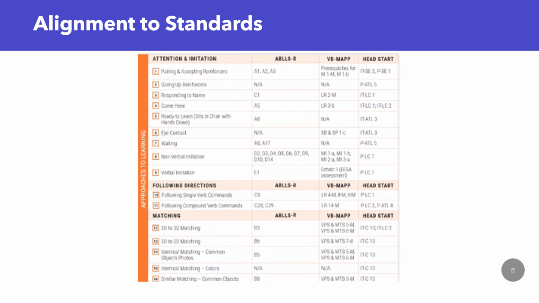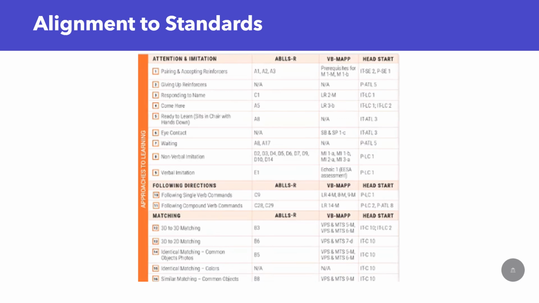The third guiding principle is alignment to standards. The lesson categories and the specific lessons in ARIS were chosen based on commonly used educational standards and assessments. These include the Assessment of Basic Language and Learning Skills Revised and the VB-MAP, which are 2 common assessments used with children with autism spectrum disorder. The standards also include national and state-specific educational standards. The lesson progression follows a path based on those standards and guidelines.